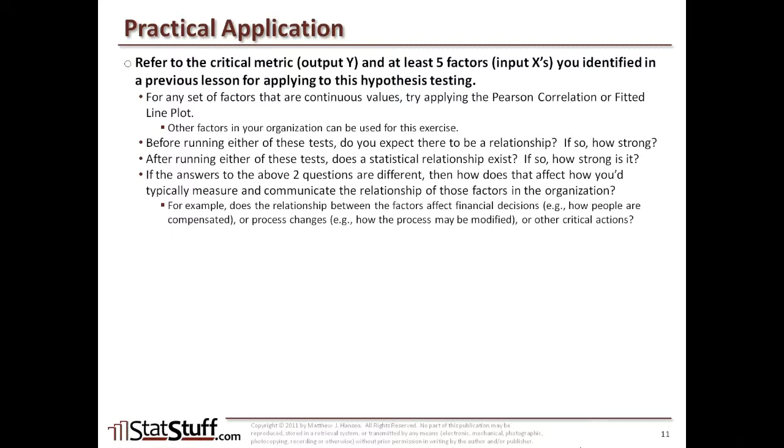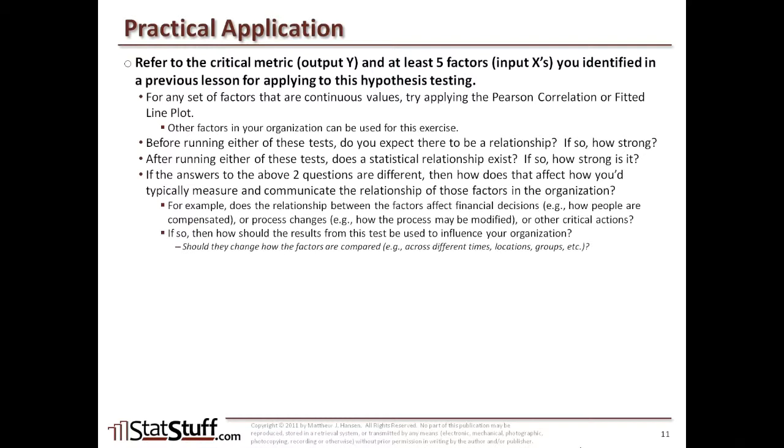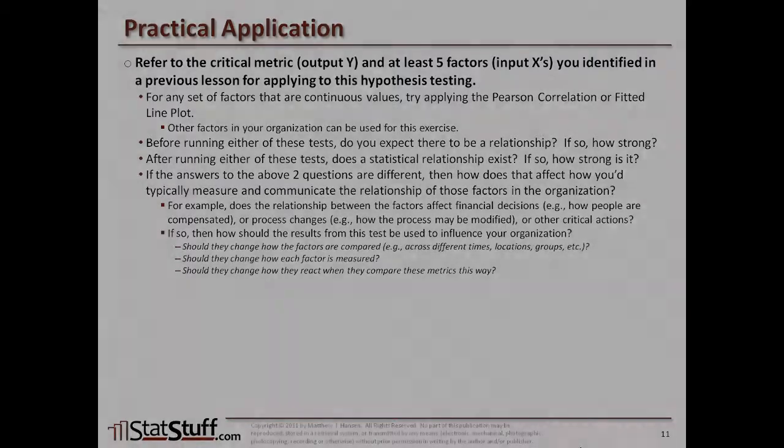So as an example, does the relationship between the factors affect some financial decisions that are made, or maybe some process changes or other kinds of critical actions that might be necessary in your organization? If so, then how should the results from this test be used to influence your organization? Is it something that should change how the factors are being compared, like across different times, locations, or groups? Or should it change how the factor is being measured? Or maybe should it change how you react when you compare the metrics in this way?